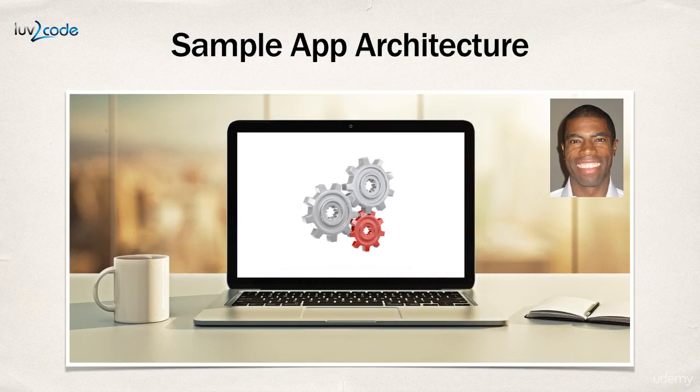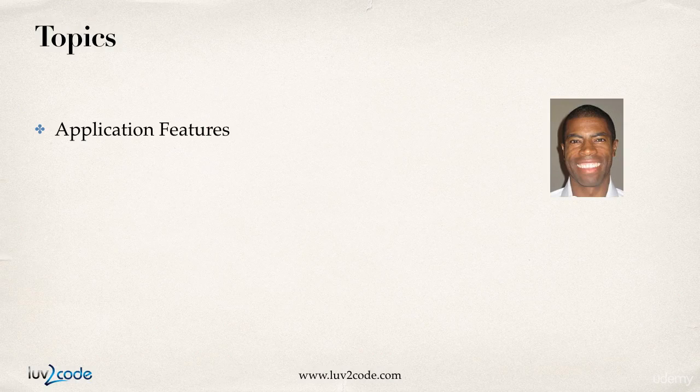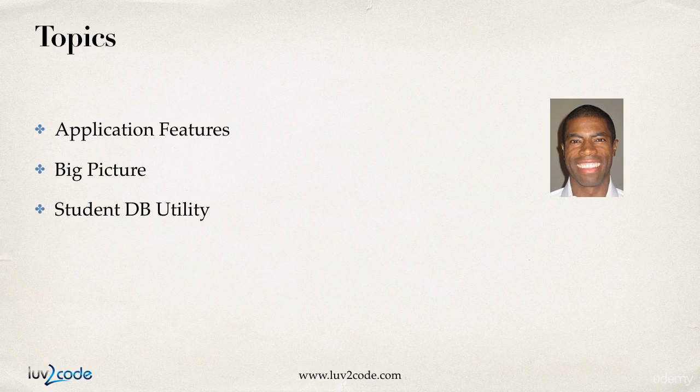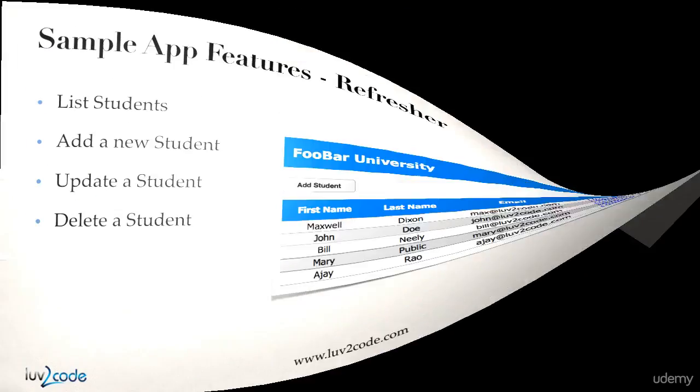In this video, we're going to cover the sample architecture for our classroom project. So we'll cover the following topics. We'll first do a refresher on the application features, then we'll look at the big picture, and then we'll discuss the student database utility. So before we get into all the code, I just wanted to make sure you understood the big picture of the project.